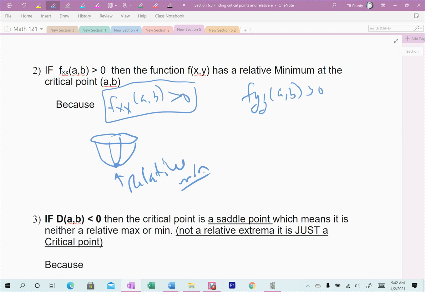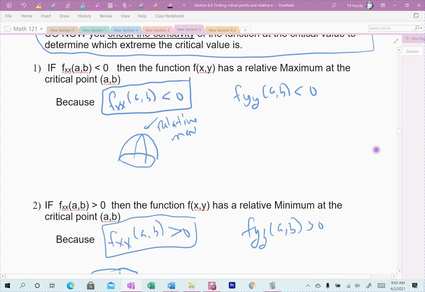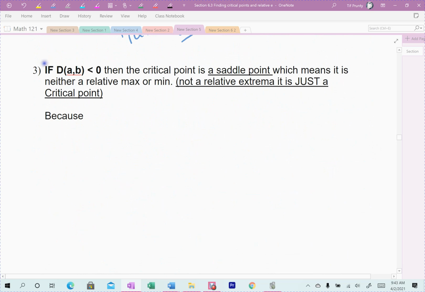It tells me it's turning. I have to check one of the variables, xx or yy. And again, just to keep it simple, we say xx, but technically we could check yy. If it's positive, I get a minimum because it's concave up. If it's negative, I get a maximum, concave down. And again, the best way to relate this is to the second derivative test when we have the one variable case. So that's if the D comes out positive. Well, what happens if the D comes out negative?